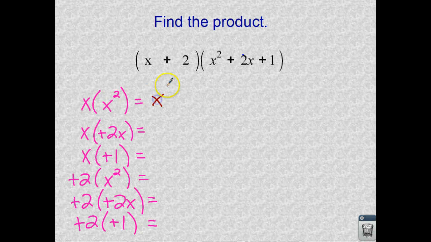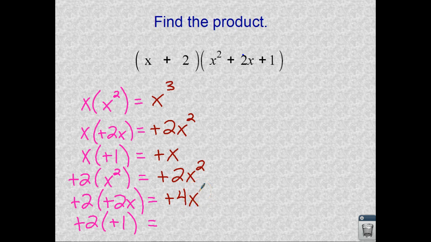That's going to get us x to the third. This is going to get us positive 2x squared. 1 times x is positive 1x. 2 times x squared is positive 2x squared. And then I have positive 4x, and then plain old constant positive 2.